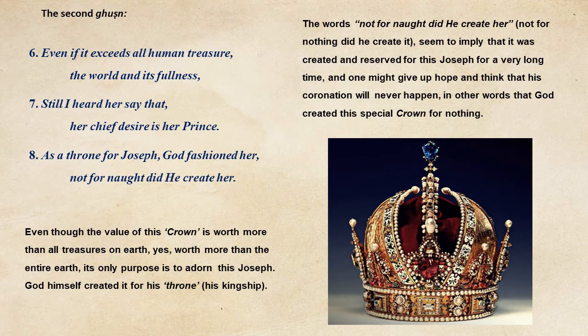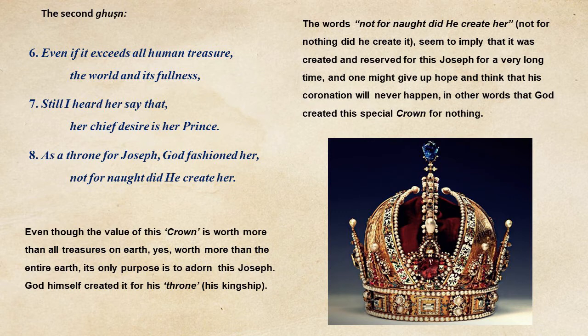All right. So even though this is about the crown, this crown of beauty, I think it's not so much a materialistic beauty. I think it's more like a spiritual beauty, or a moral beauty. So even though the value of this crown is worth more than all treasures on earth, yes, worth more than the entire earth, its only purpose is to adorn this Joseph. And it says in the poem that God himself created it for his throne, meaning for his kingship. Now the words, not for naught did he create her, meaning not for nothing did he create it, the crown of beauty.